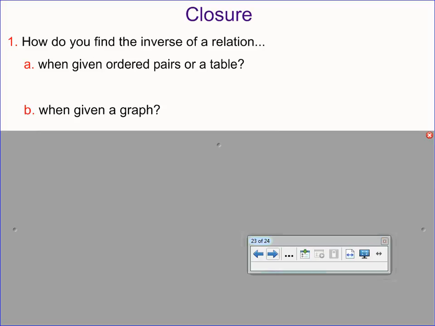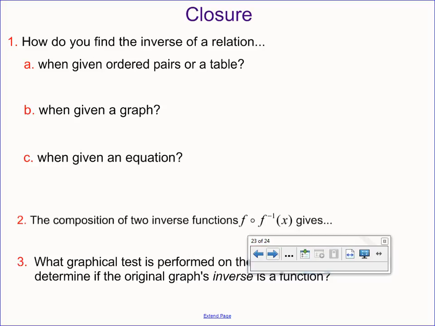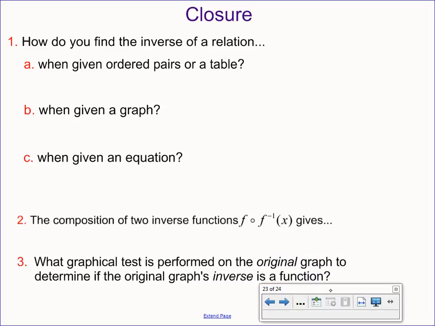Awesome. So let's go ahead and write down a response for each of these. How do you find the inverse of a relation if you're given ordered pairs? How do you find the inverse when you're given a graph? How do you find the inverse when you're given an equation? So three different ways we found inverses today.